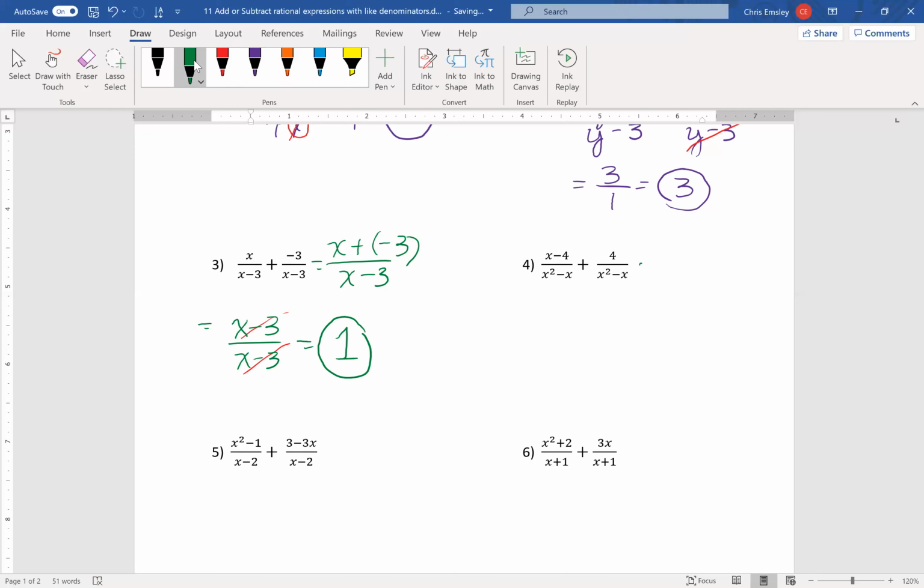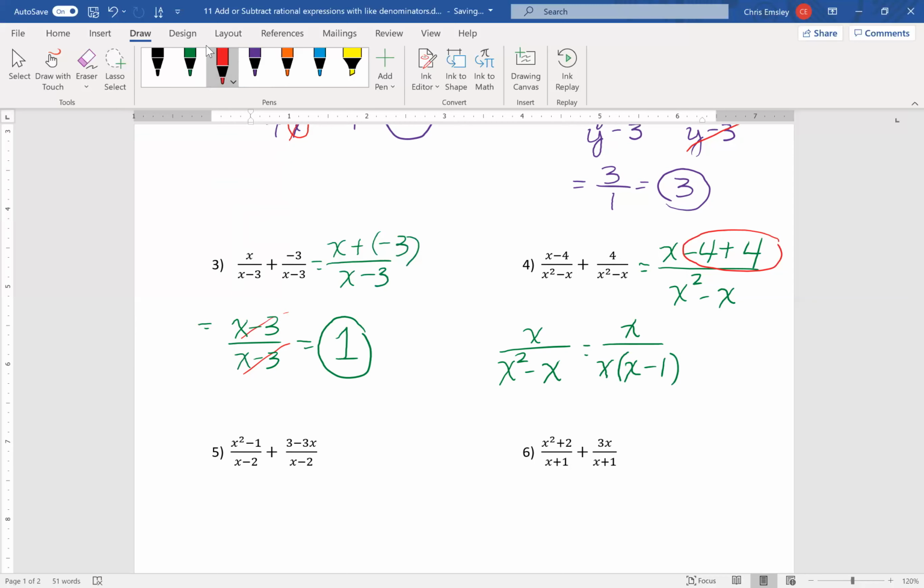Next up, this time our common denominator stays x squared minus x. And we add those numerators, x minus 4 plus 4. Combine any like terms. So that minus 4 and plus 4 are going to knock each other out, and we just end up with x over x squared minus x. We can factor a GCF, greatest common factor, out of the bottom. And when we do that, we can now cancel the x and the x. Now be careful, even though we canceled the x on the top, remember there is still a placeholder there, still a 1. So we have for a final answer 1 over x minus 1.